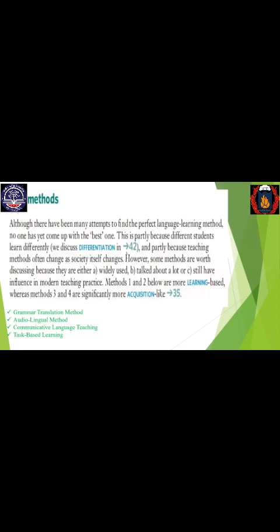Any volunteer? What kind of society changes are affecting the teaching methods? Any volunteer? Someone? I think our society is developing day by day, and technology is developing day by day. Also, we need to change our learning methods or teaching methods to suit the situation. Yeah, you are absolutely right.